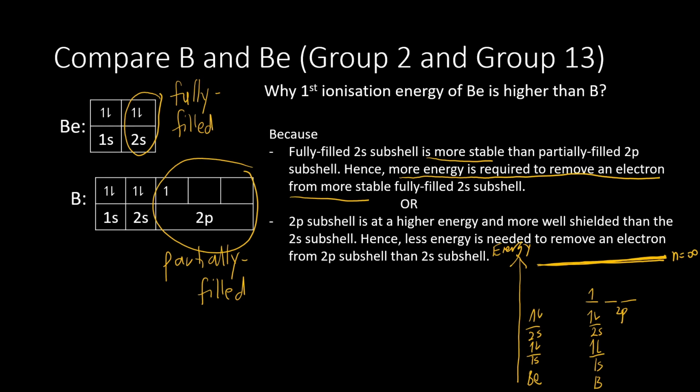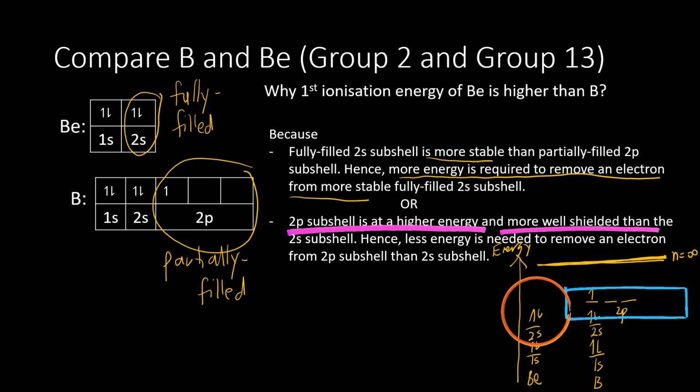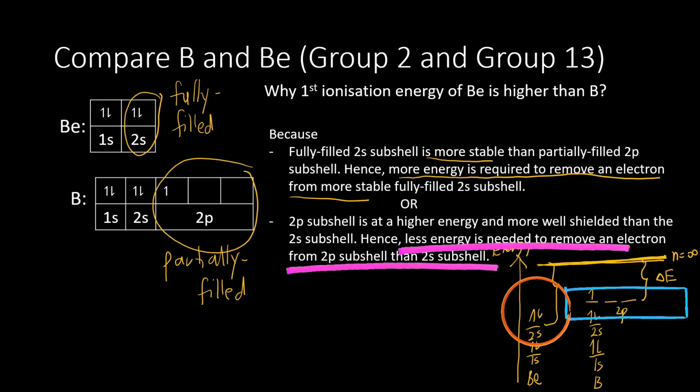Furthermore, the 2p subshell is located at a higher energy level than the 2s subshell. When the 2p subshell is at a higher energy level, it basically means that it is more shielded by the inner shell's electrons compared to the 2s subshell. As the 2p subshell is located at a higher energy level, less energy is required to remove one electron from the 2p subshell than to remove an electron from the 2s subshell.